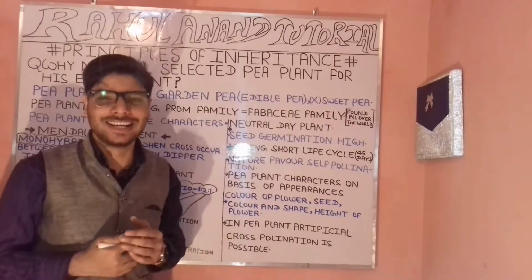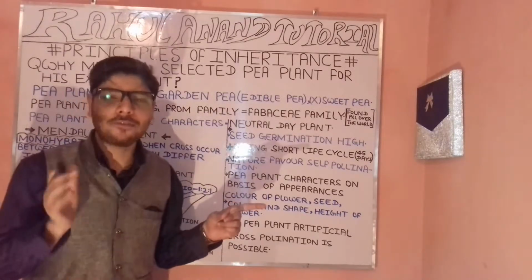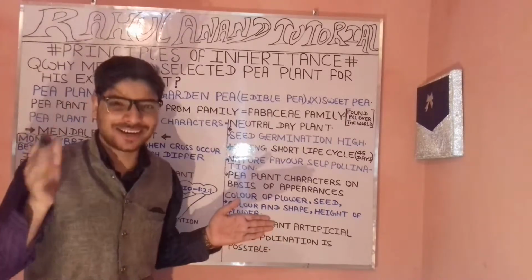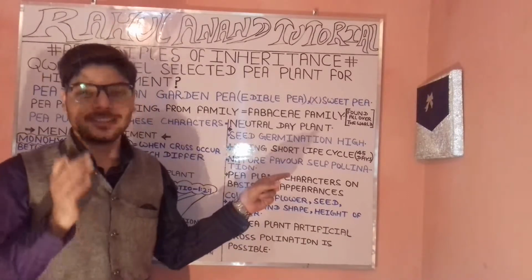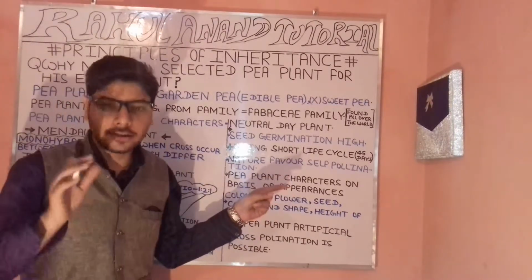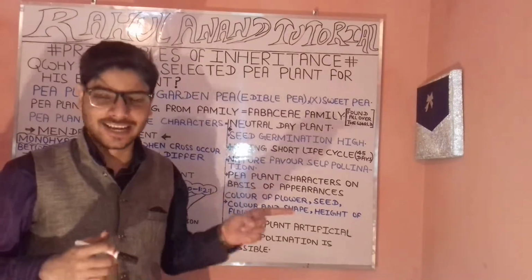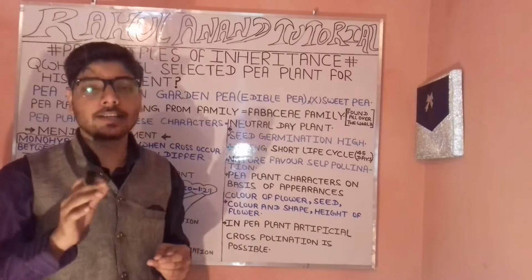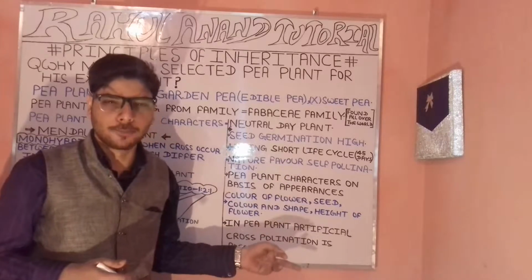So what is pollination? The wonderful process of transfer of pollen grain from anther to stigma comes under pollination. We have two different types: self-pollination and cross-pollination.